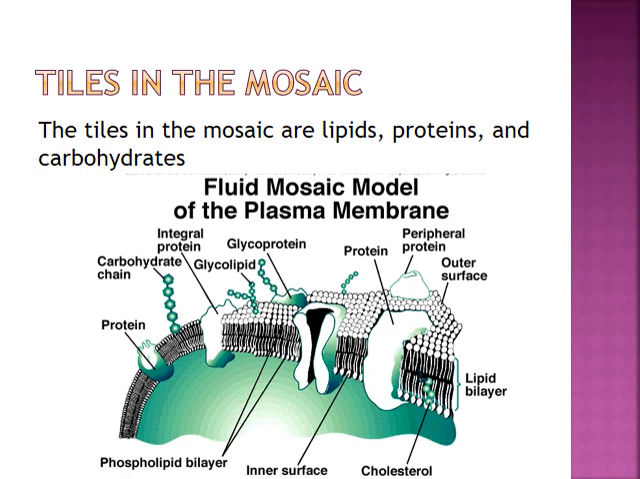There are 3 tiles that make up this biological mosaic, and you've heard of them all, I hope. Lipids, proteins, carbohydrates. These are 3 of our classifications of macromolecules. One of our big classifications is missing. What classification is missing?